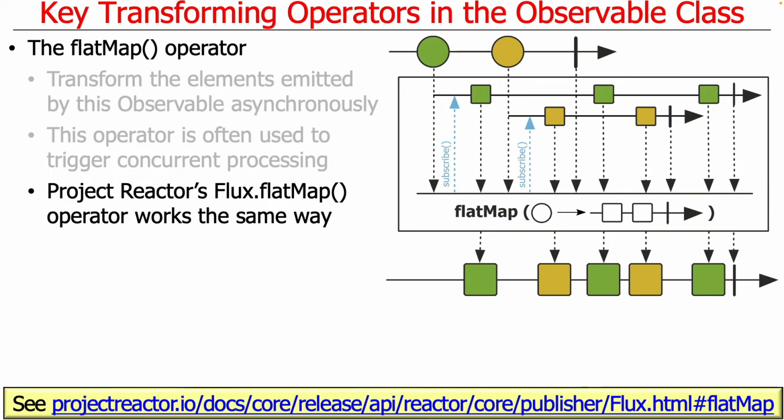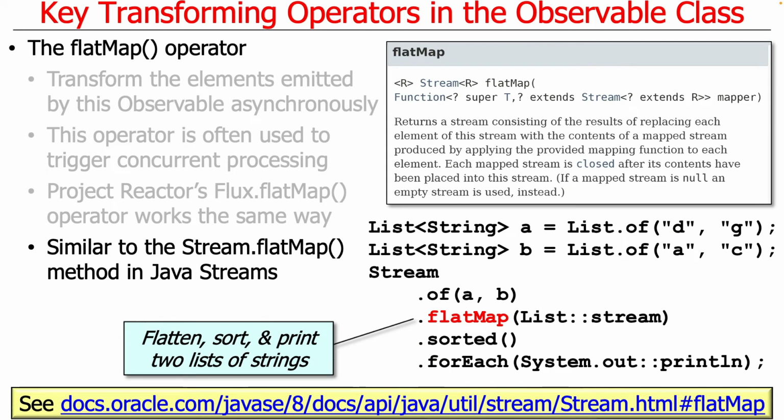Not surprisingly, because this is such a foundational capability in RxJava, it's also something that's provided in Project Reactor. So Project Reactor has this thing called a Flux that has the same essential semantics that RxJava's flatMap has. So Flux flatMap, RxJava flatMap work the same way. And they're both somewhat similar, at least at a high level, to the Java Streams flatMap method, which we've looked at before.